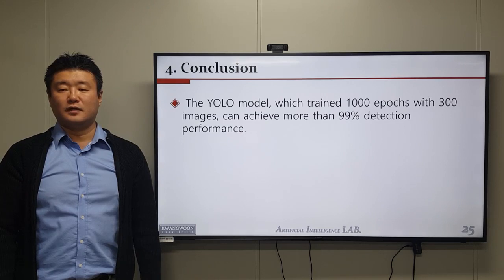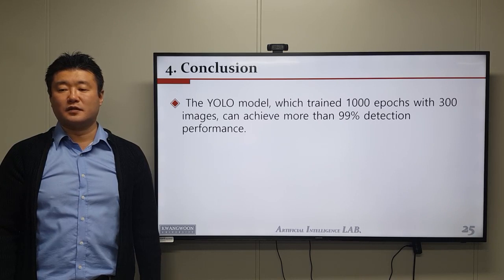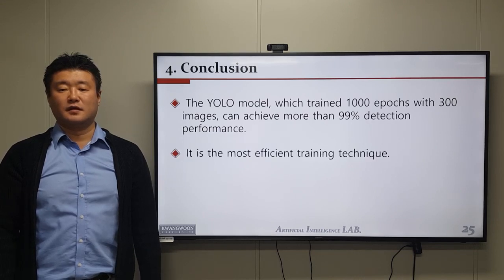The YOLO model, which trained 1000 epochs with 300 images, can achieve more than 99% detection performance. It is the most efficient training technique.